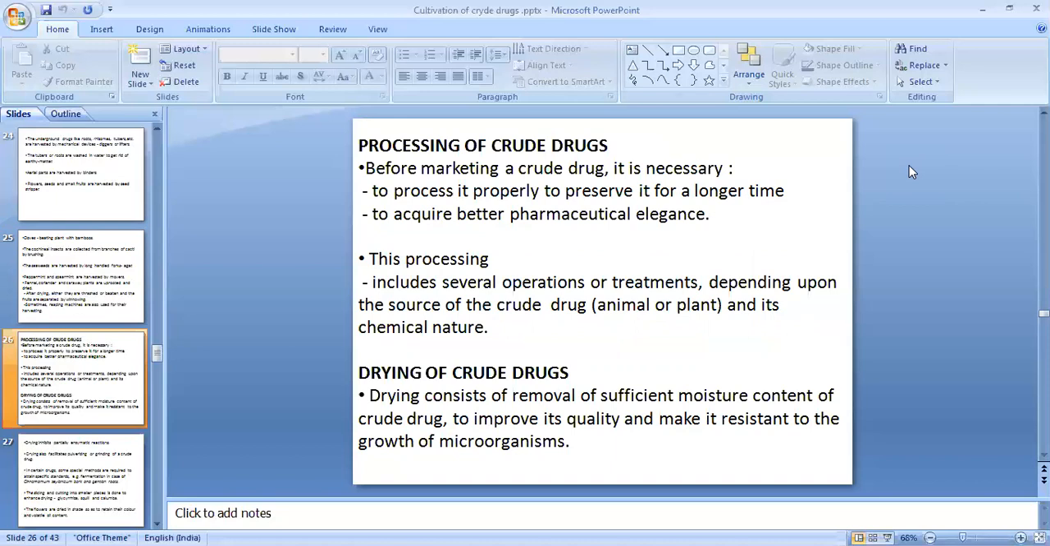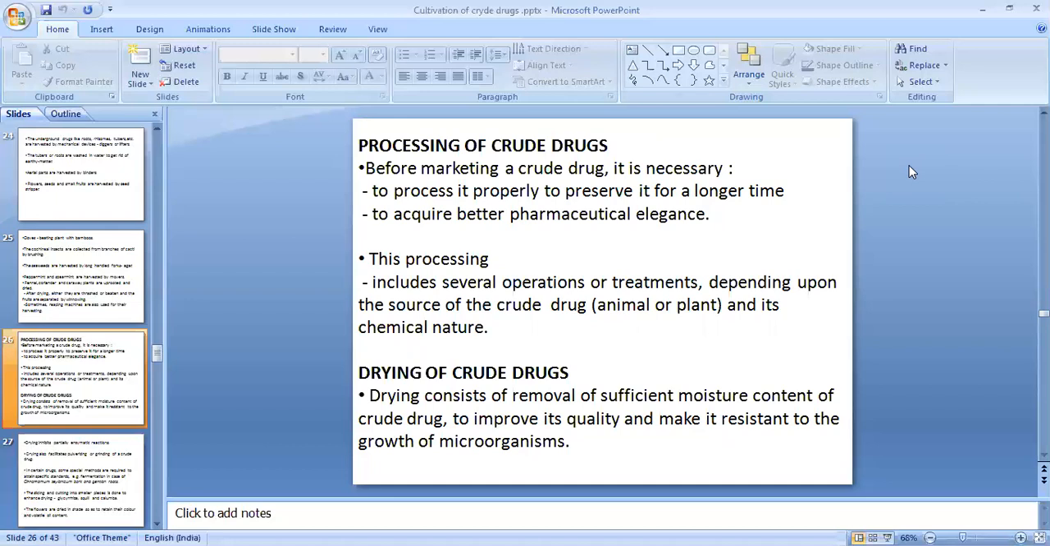And once the drugs are collected, they have to be processed. Before marketing a crude drug, it is essential to process it in a proper way to preserve it for a longer time and also to acquire better pharmaceutical elegance. So the processing of crude drugs involves different operations or treatments based on the source of the drug as well as the chemical nature of the drug. The very first step in processing of crude drugs is drying.